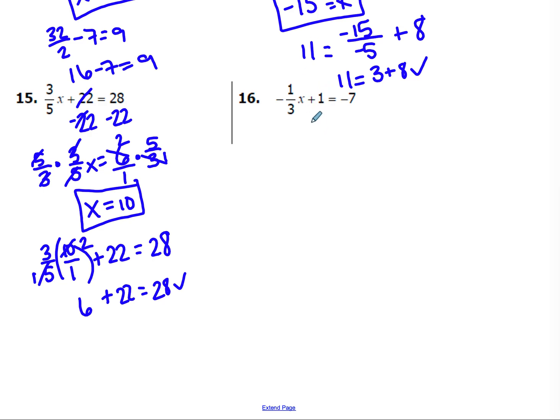Okay, let's try that again. I need to get rid of my plus 1 first, and I do that with subtraction. 1 minus 1 is 0. Now I have my negative 1/3 x equals negative 7 minus 1. Negative 7 plus negative 1 is negative 8. Now I'm ready to multiply by the negative 3 over 1.